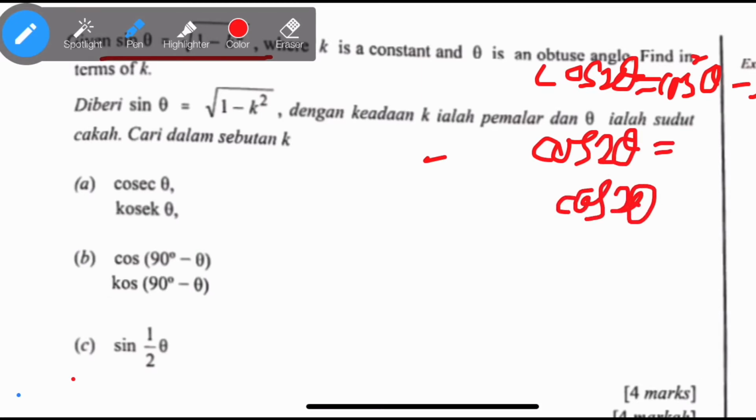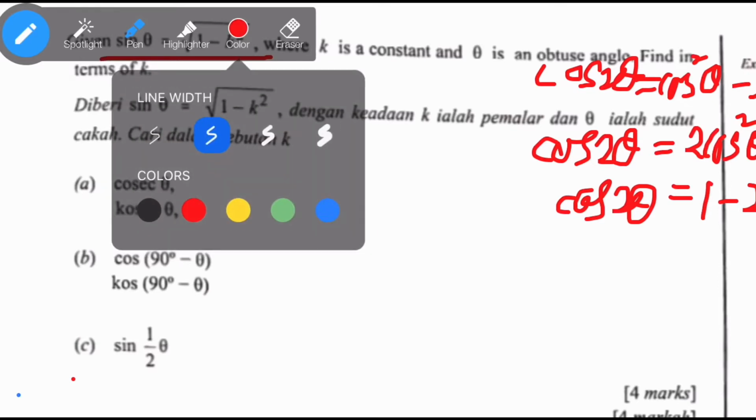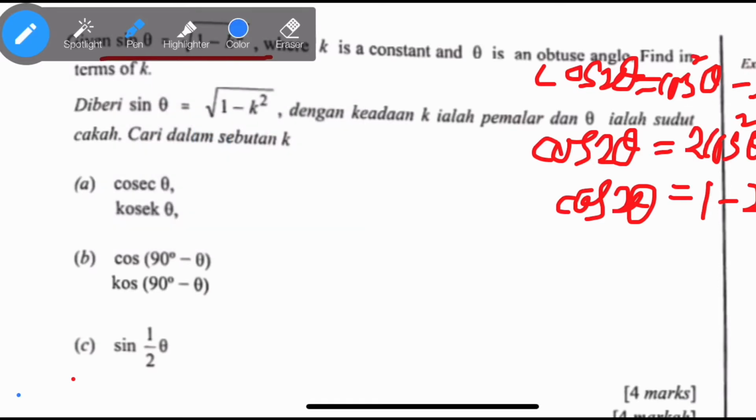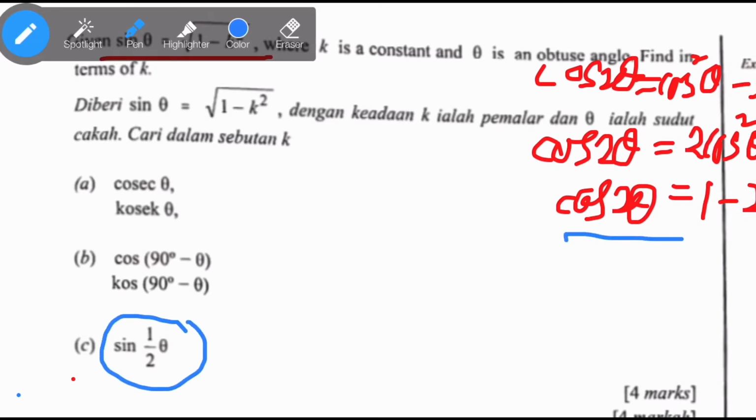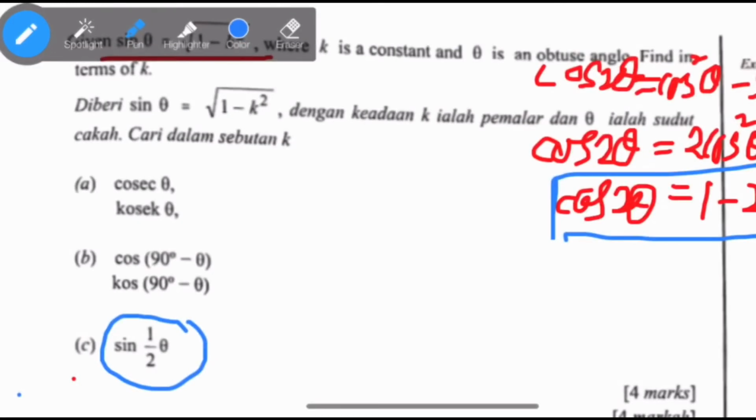Okay, we have another, cos 2 theta equals 2 cos square theta minus 1, and one more is 1 minus 2 sine square theta. So we have 3 formulas. We will choose the formula that has sine theta, so we will choose the third one, because the third formula comes with cos 2 theta equal to 1 minus 2 sine square theta. So we choose that formula, and then we will modify it.